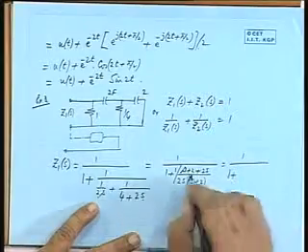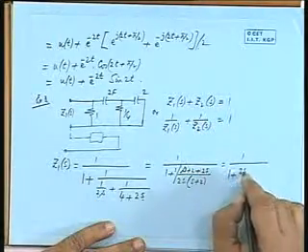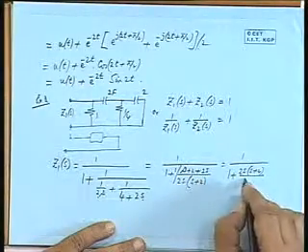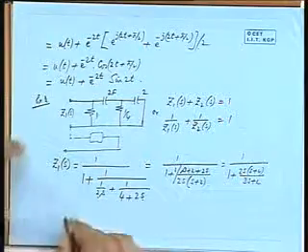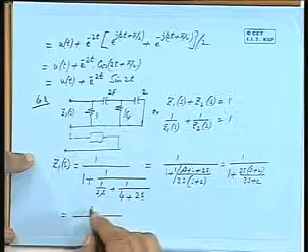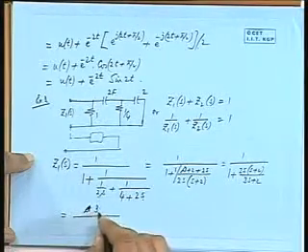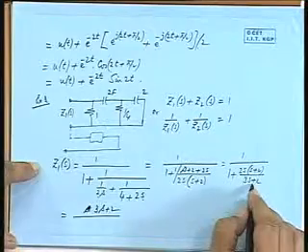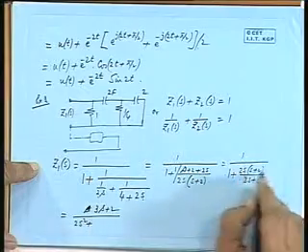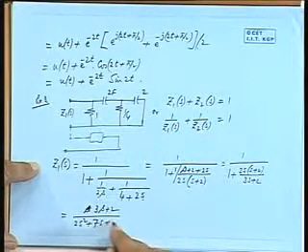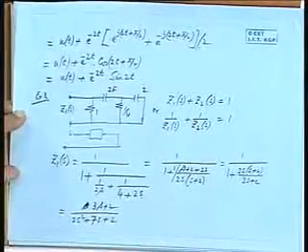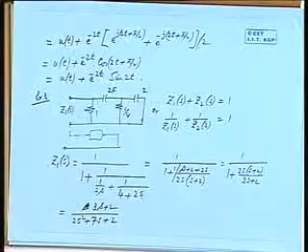So 1 plus, I will invert it, 2s into s plus 2 divided by 3s plus 2. Okay. So 1 by 3s plus 2 plus this, so the numerator will be 3s plus 2 and the denominator will be 3s plus 2 plus 2s squared plus 4s plus 3s, that is 7s plus 2. Is that all right? 3s plus 2 divided by 2s squared plus 7s plus 2.